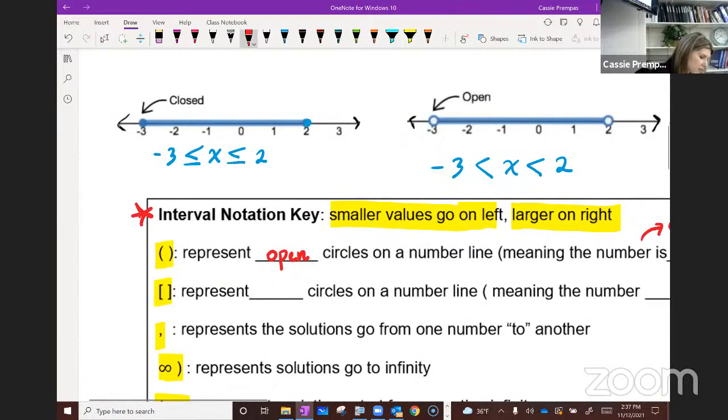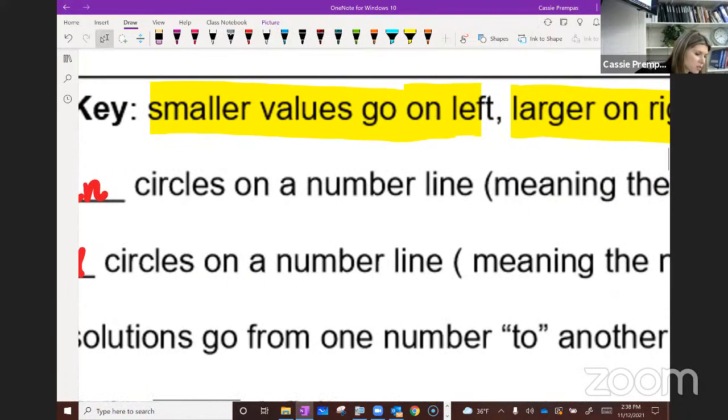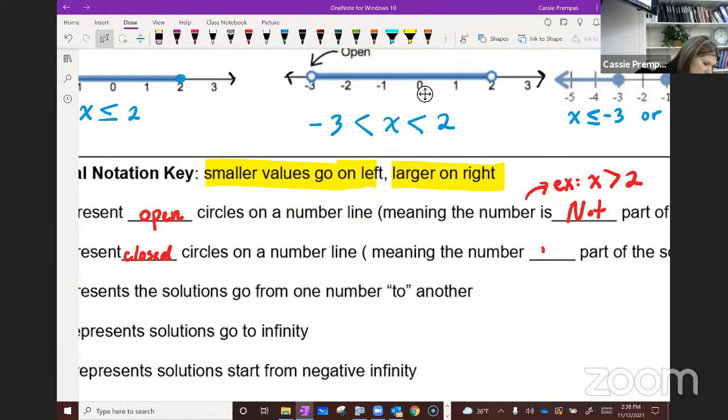The brackets, these are more straight edged. They represent closed circles on a number line. Closed circles mean that the number is part of the solution set. An example of when we would use this symbol is if you have something like x has to be greater than or equal to 2, meaning that 2 actually is a solution.